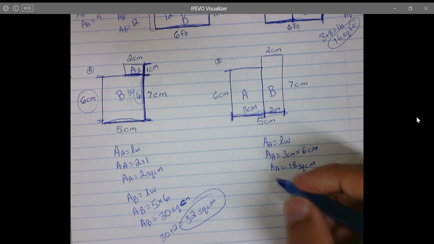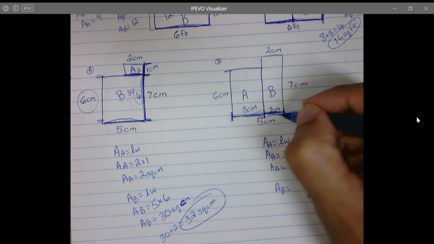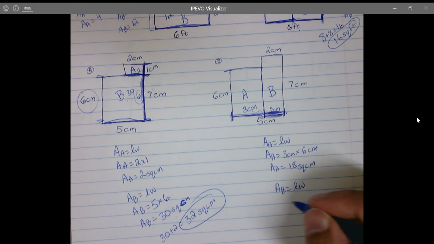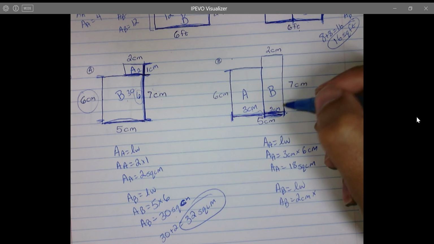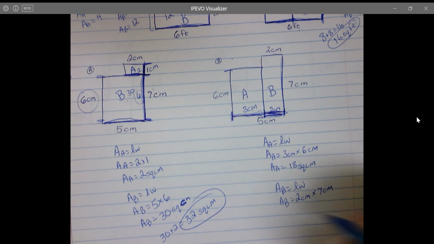Now let's work on area of B. So if I look at my length times width, this is 2 centimeters long. Area of B, that would be 2 centimeters. My width, how tall, this time I'm going to use all the way up top, that would be 7 centimeters. 2 multiplied by 7 would give me 14 squared centimeters.